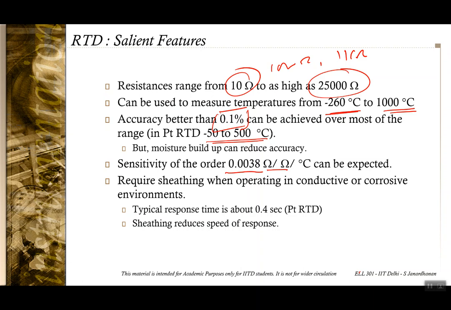Okay, now as we have seen in case of the RTDs, you can use sheathing, which will give protection when operating in conductive or corrosive environments. However, the sheathing is going to reduce the speed of response, with the response speed even after that being less than 1 second.